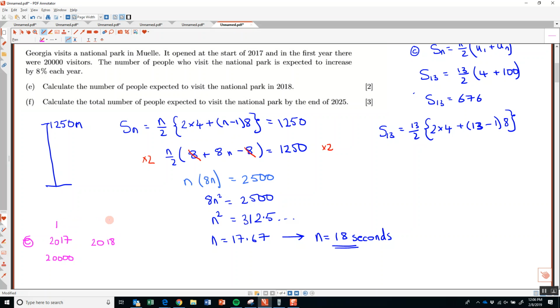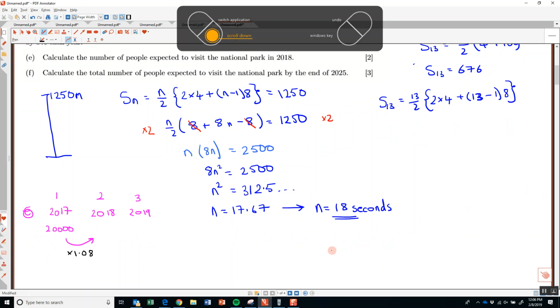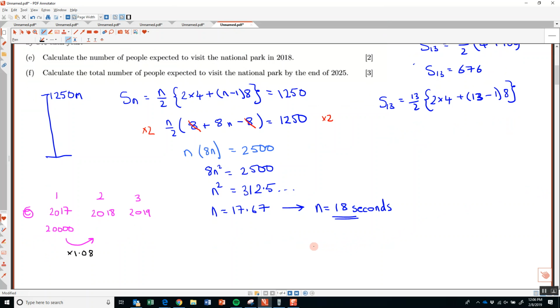Okay, so this is 1, 2. So how do we work out if it increases by 8%? What are we having to do? How do you increase something by 8%? Right, multiply by 1.08. Why is it 1.08? Because it's itself, like it's 8% of itself. So yes, you have to include itself as well, okay?